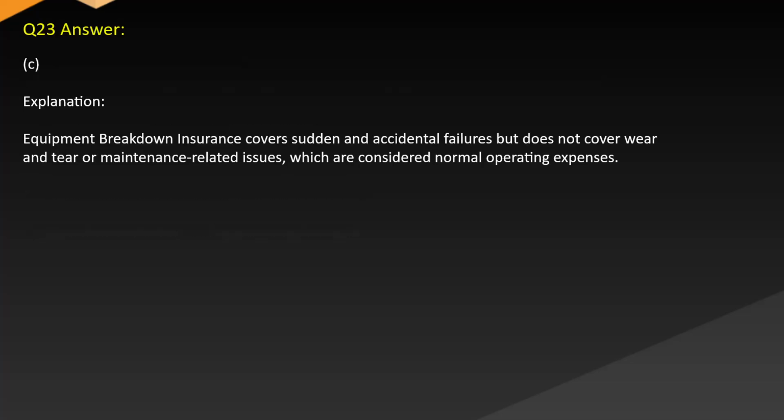Answer: C. Explanation: Equipment breakdown insurance covers sudden and accidental failures, but does not cover wear and tear or maintenance-related issues, which are considered normal operating expenses.